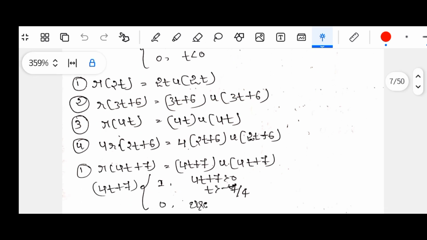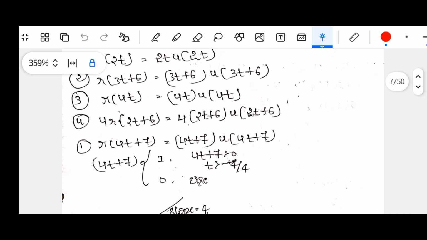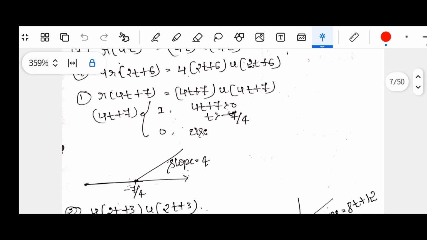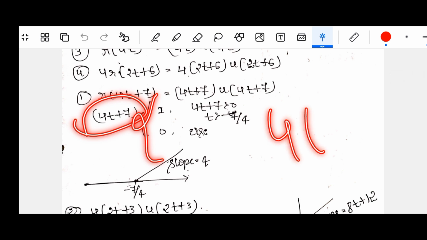4 into r of 2t plus 6. Take 4 outside and take this 2t plus 6, u of 2t plus 6. r of 4t plus 7 means take 4t plus 7, u of 4t plus 7. Let's see one formal problem. r of 4t plus 7 is equal to 4t plus 7 into u of 4t plus 7.